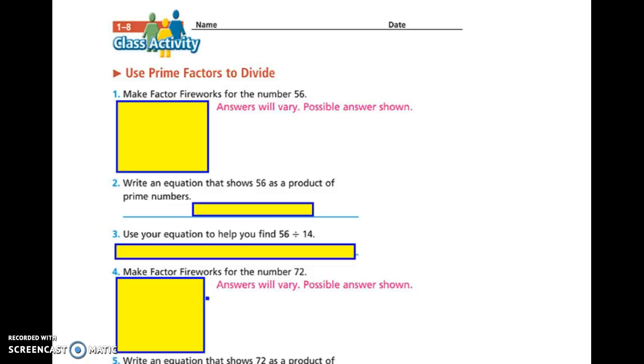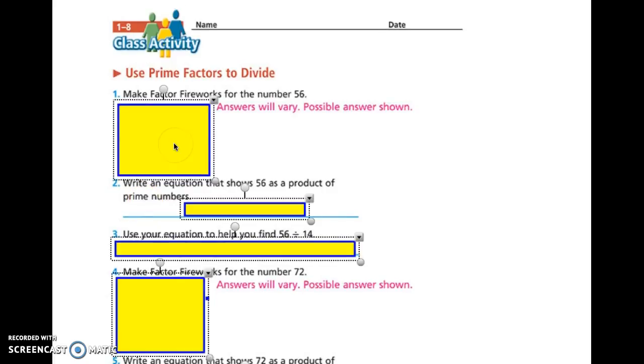So this one says make a factor firework for the number 56. So go ahead and work on that. And then I want you to go ahead and write an equation that shows 56 as the product of the prime numbers. So remember how I showed you how to multiply it at the end? I want you to go ahead and do that and see what you get.